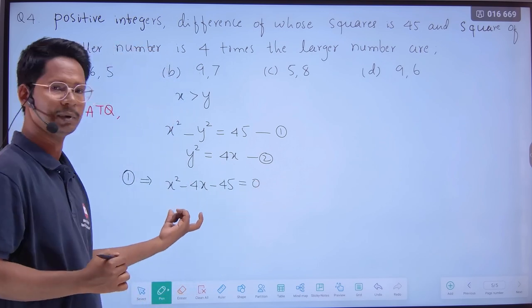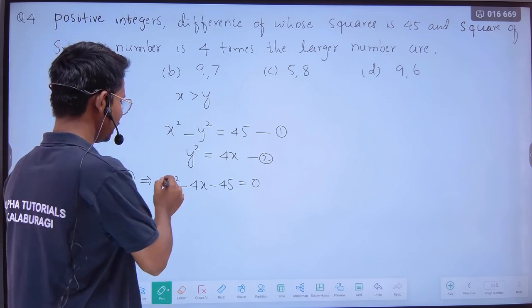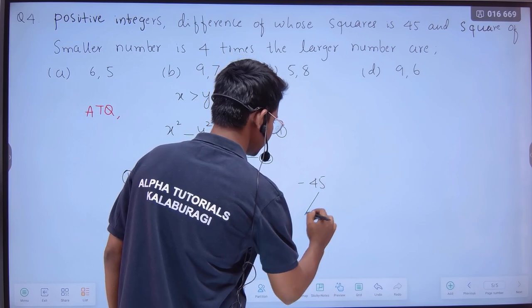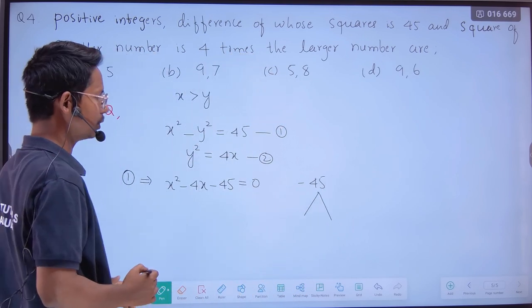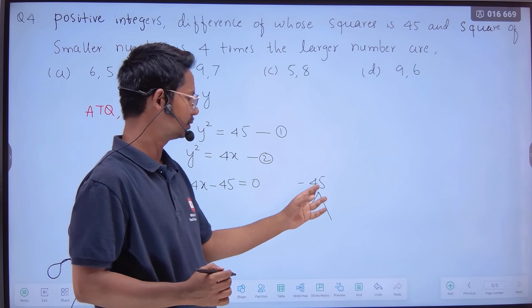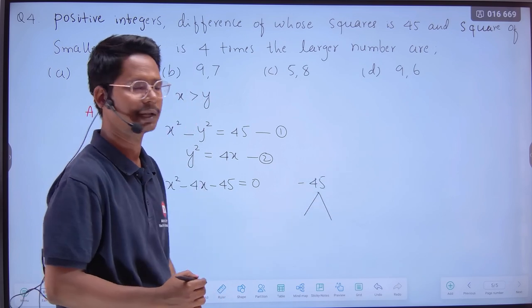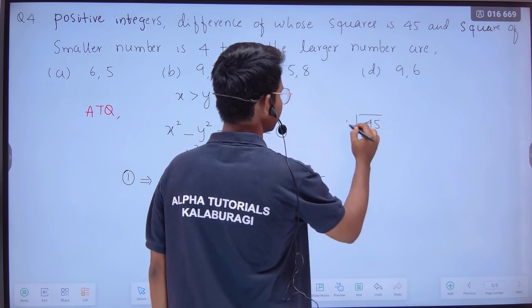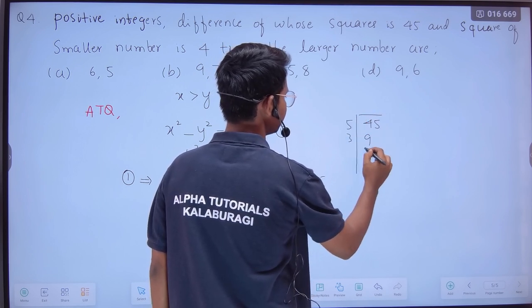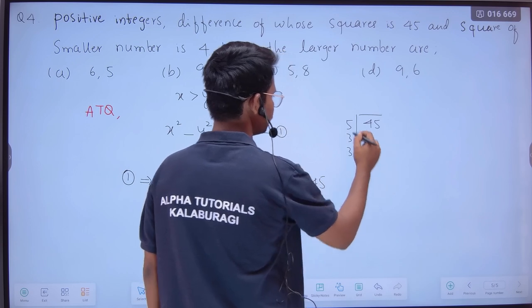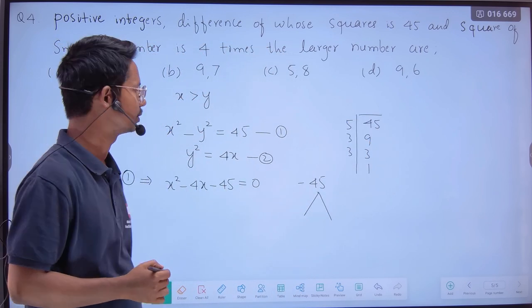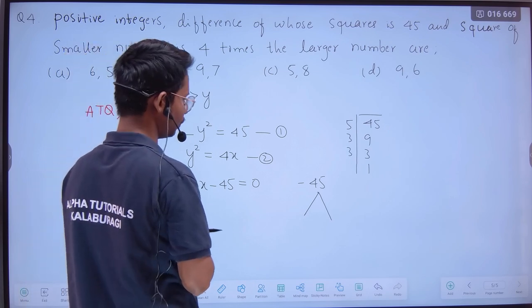Yes, this has become a quadratic equation. We'll solve. a is 1, into c you'll get minus 45. Split, I need minus 4. If you're not getting the splitting of these terms, go with prime factorization, you'll get an idea. For 45, the prime factorization is 5 into 3 into 3 into 1. With this combination only you have to get the two factors. So I need minus 4.